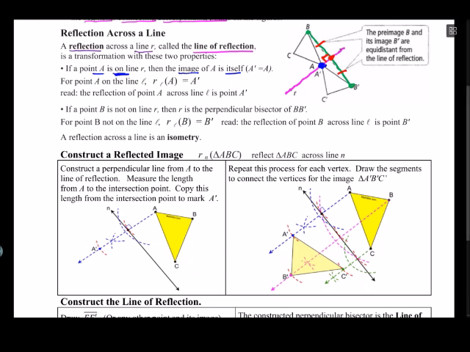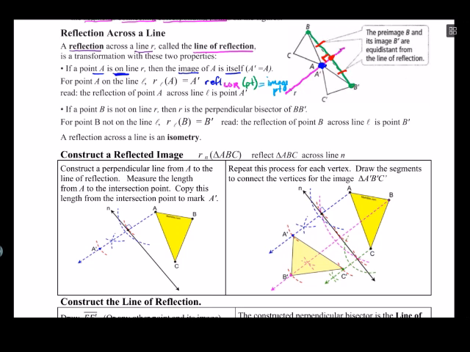The notation for this, the small r denotes reflection. The subscript tells us our line of reflection, and in parentheses is our point or our figure, and that equals our image point. So very much like the notation for rotations, just a little different. So this reads, the reflection of point A across line L is point A prime.